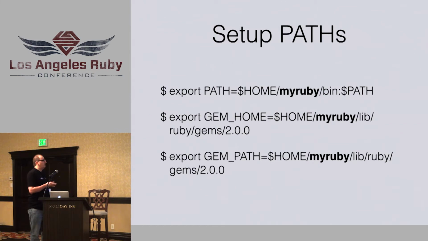Once you installed your Ruby from scratch under my Ruby folder, you still have to inform the shell where everything lives, where the gems are and where the binaries are. So the first thing you have to do in your terminal is set the path to make sure that bin under my Ruby is the first one. Then you have to configure GEM_HOME and GEM_PATH to point to your my Ruby folder.